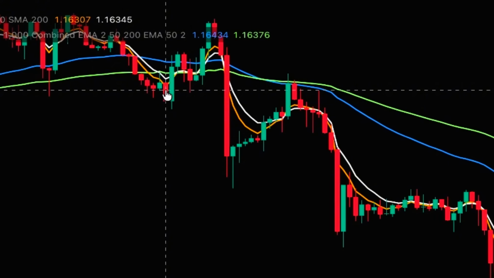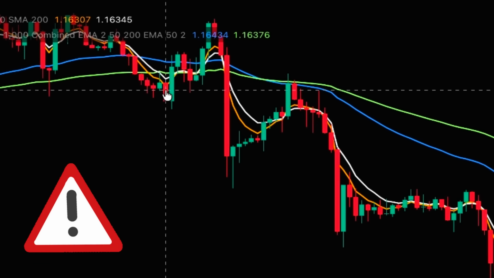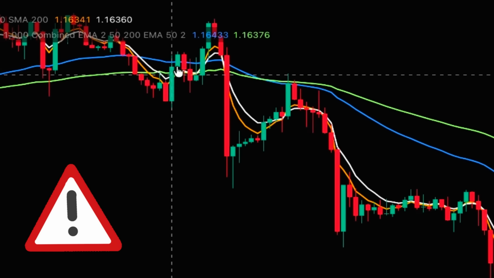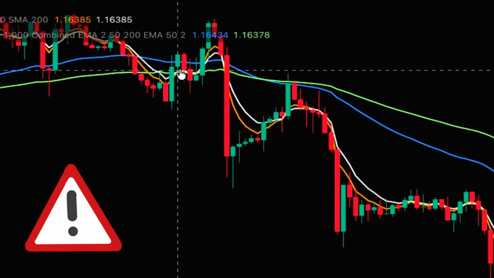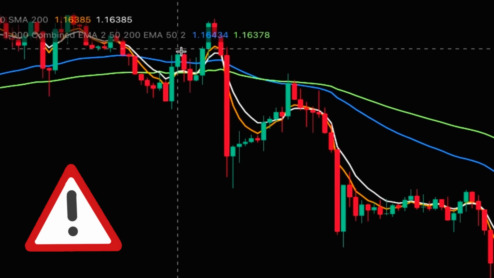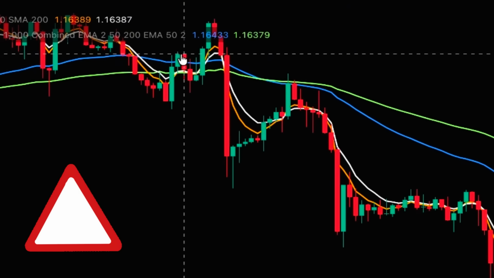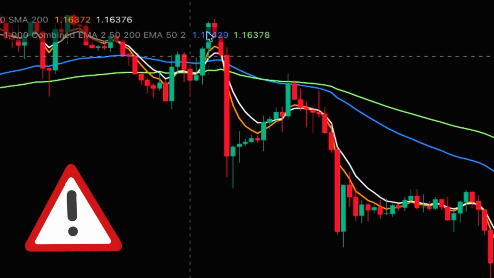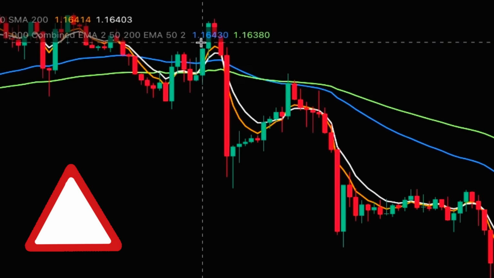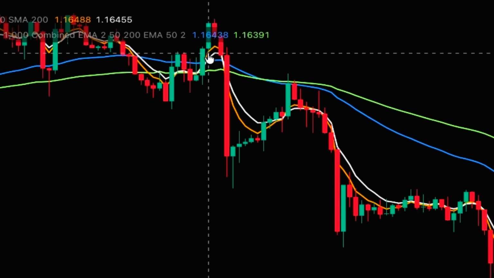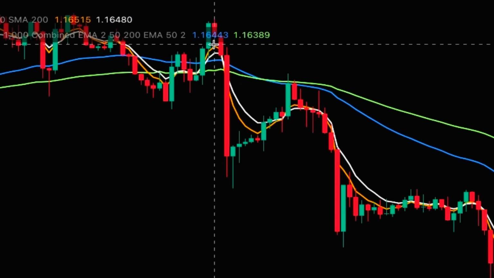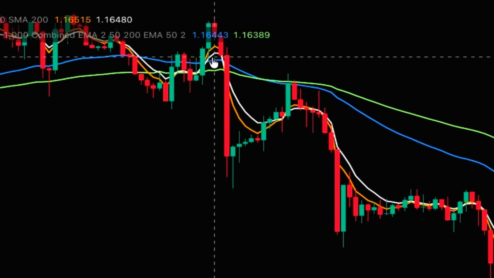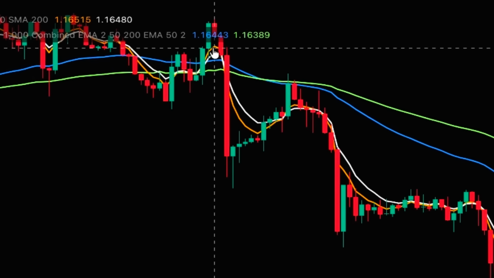In the next step, we should wait for a pullback. But there is an important point that you must pay attention. When we are waiting for a pullback, the orange line and the white line shouldn't go above the green line or the price above the green and blue line. When the price is above the green line and the blue line, it's a long position setup. And then here, while the price is above the blue line and the green line, you can see that the orange line and white line also went above the green line, as you can see.